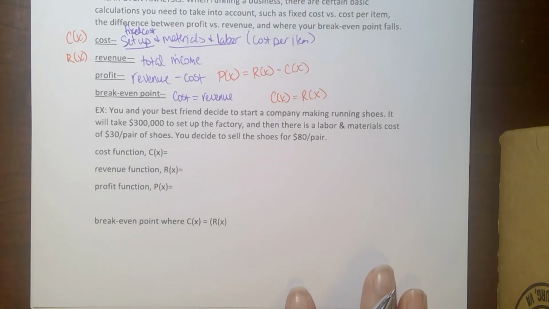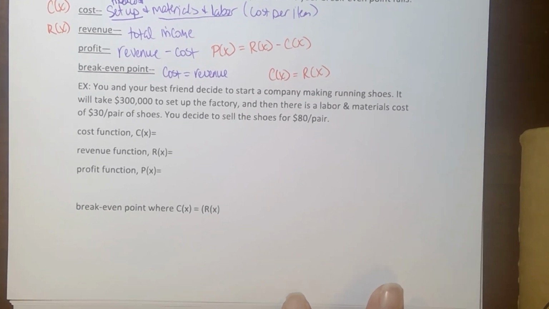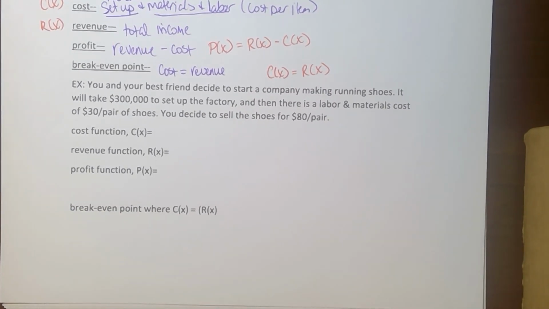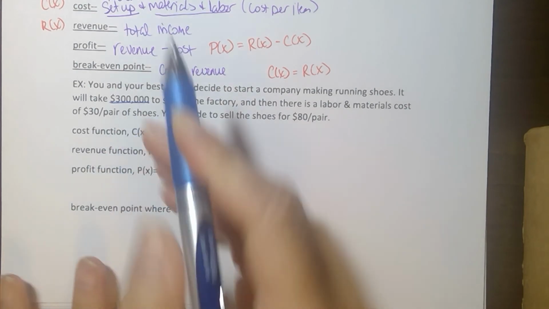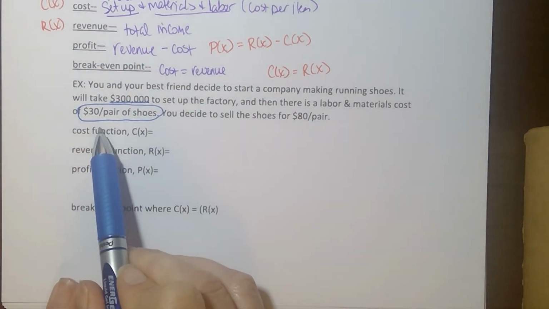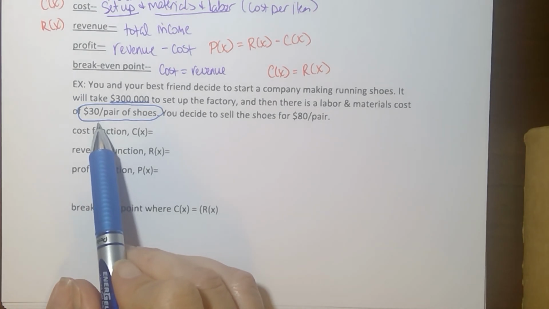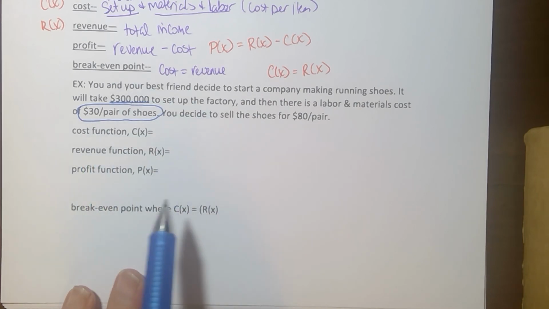Okay, let's work an example. You and your best friend decide you're going to start a company making running shoes. It's going to take you $300,000 to set up the factory. And then there's labor and materials costs of $30 per pair of shoes. So you got to get your setup going, and that's going to take an investment of $300,000. Then as you're producing shoes, the cost per pair is $30 per pair. That's your labor costs, that's your materials that go into the shoes, maybe electricity.